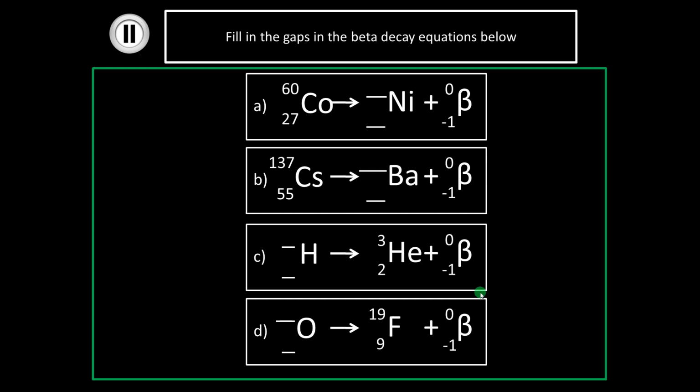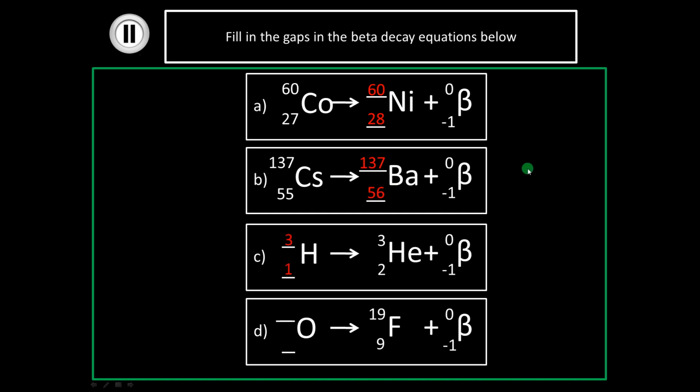Okay, so let's check your answers. Well, for part A, we've got 60 and 28. That mass number at the top unchanged. Proton number goes up by 1. Same thing for the second one. Mass number unchanged. Proton number up by 1.